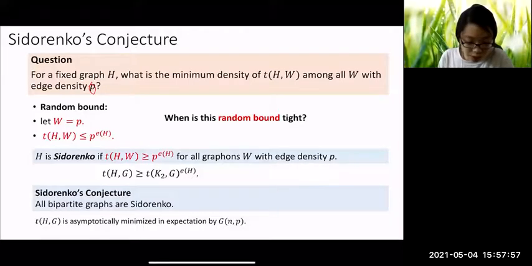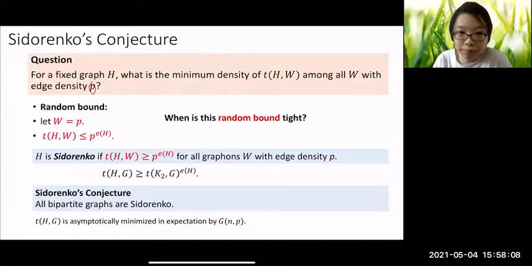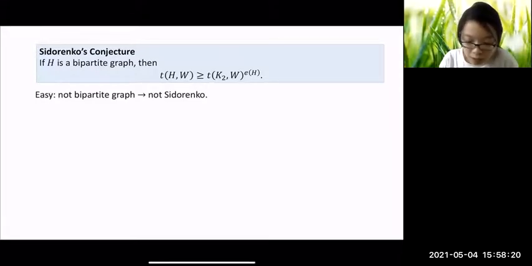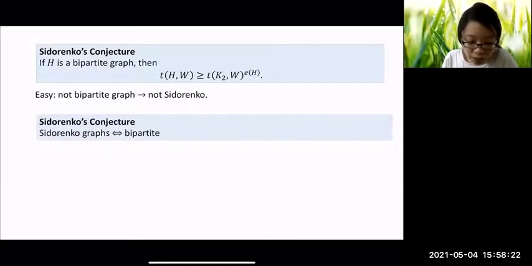So Sidorenko conjectures that all bipartite graphs are Sidorenko graphs. So for all bipartite graphs, t(H,W) is always minimized in expectation by G(n,p). It's very easy to see that if a graph is not bipartite, then it is not Sidorenko. So this direction is easy to see. Therefore, we can rephrase Sidorenko's conjecture as: a graph is Sidorenko if and only if it is bipartite.